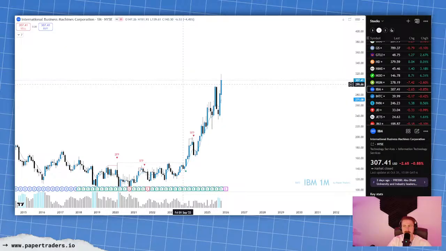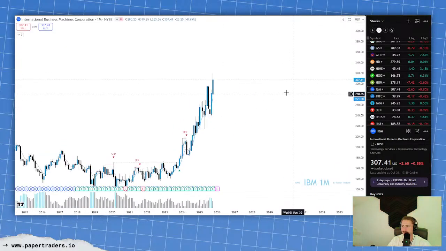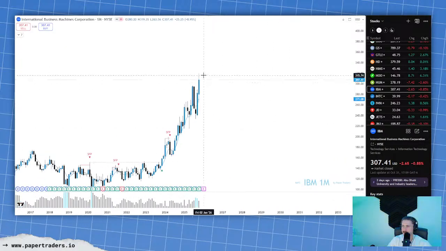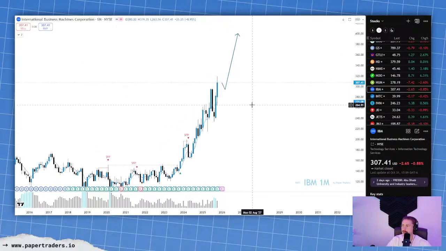Nice close to the highs. Yeah, like that. Possible retest on the monthly, right? So like tap up this and then go on IBM.